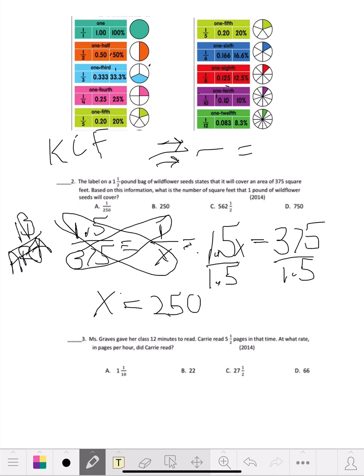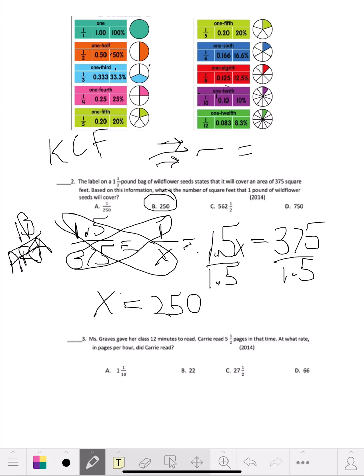Let's see if that's one of the answers they give us. Yeah, look at B. 250. Okay? That's all there was to it. I want to tell you another. So say hypothetically, you're running out of time and you don't know how to do this. Let's just put a little logic on this one.